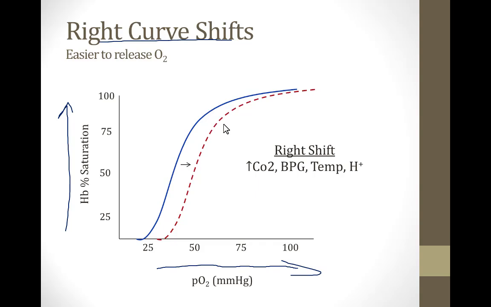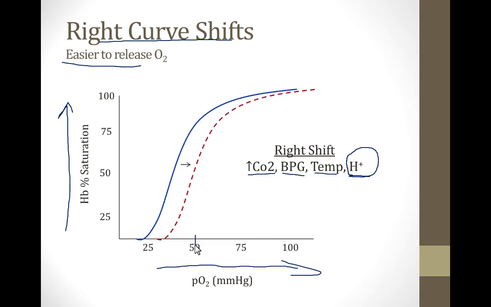When the curve shifts to the right, it's easier to release oxygen, and things that shift the curve to the right are higher levels of carbon dioxide, BPG, higher temperature, or higher concentrations of H+. And remember, higher H+ means a lower pH. So let's talk about the consequences of shifting to the right.